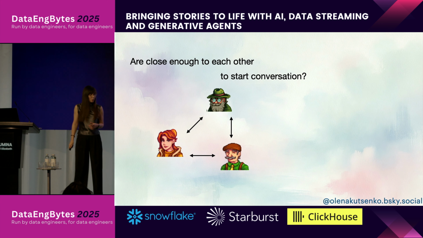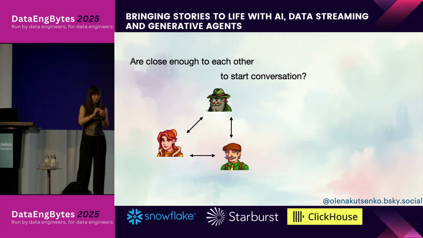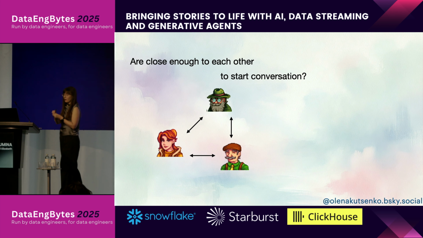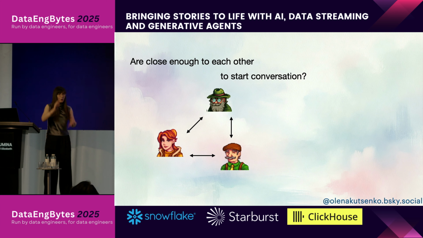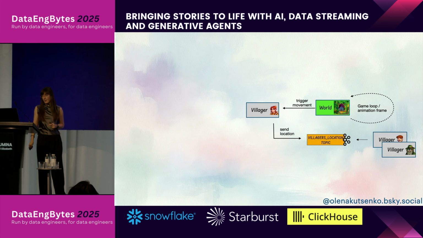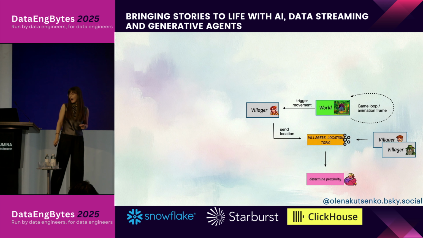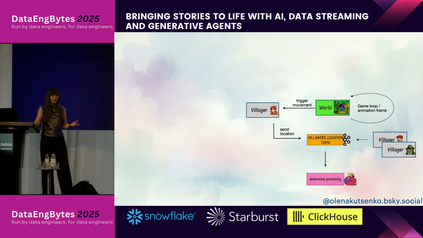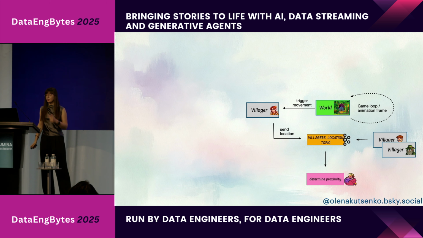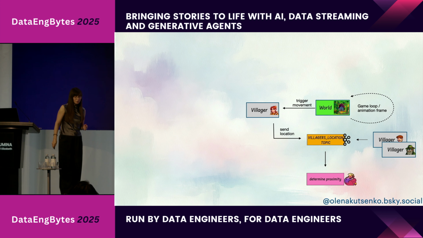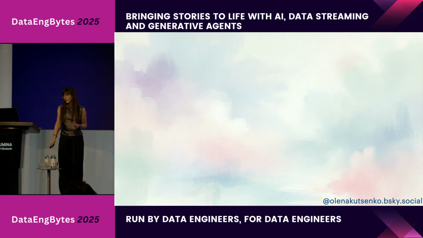Next step was to find when the villagers are close to each other so that we can start conversation. So we need to do a bit of math on all the villagers which are on the map. For this, I needed some kind of a computation engine which will be able to calculate the distances between all the villagers. And I used Apache Flink.